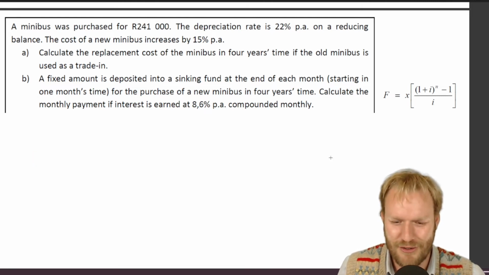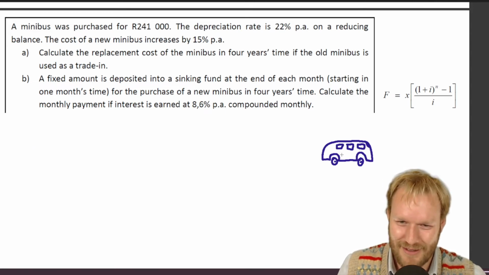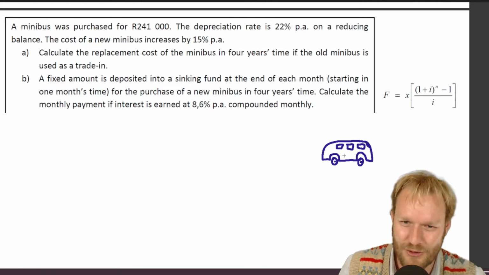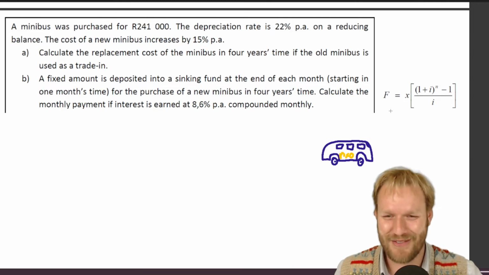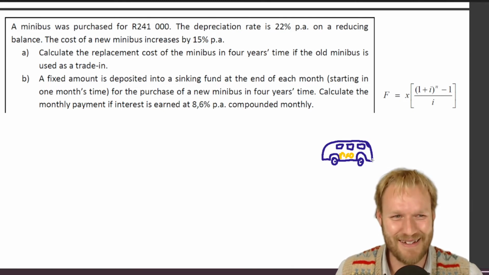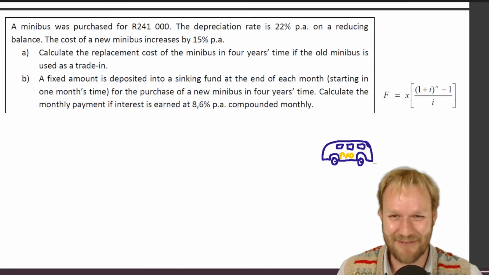What do you reckon? A little drawing here. Look at this. There's my minibus there. It's got some wheels there. Maybe I should just stick to the videos, hey? But look at that. There should be some windows, hey? There we go. And my minibus is called MXO. What do you think? So there's my minibus. That's the old one that I'm going to trade in. And then I'm going to get a new one that's going to be fancier.